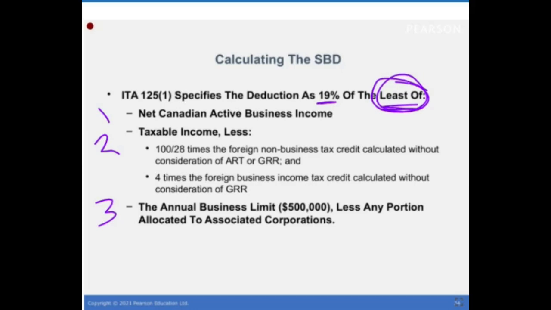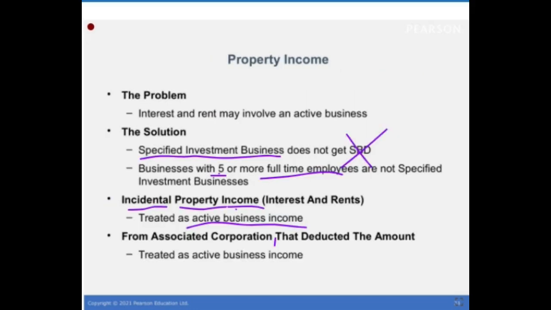So the 3 items are, first, net Canadian active business income. This is how we limit it. The purpose of this funky calculation is to limit it to active business income only. In other words, this 19% is only applicable to the least of these 3. So Canadian active business income will force through the removal of any property or investment income other than what we mentioned here, incidental.